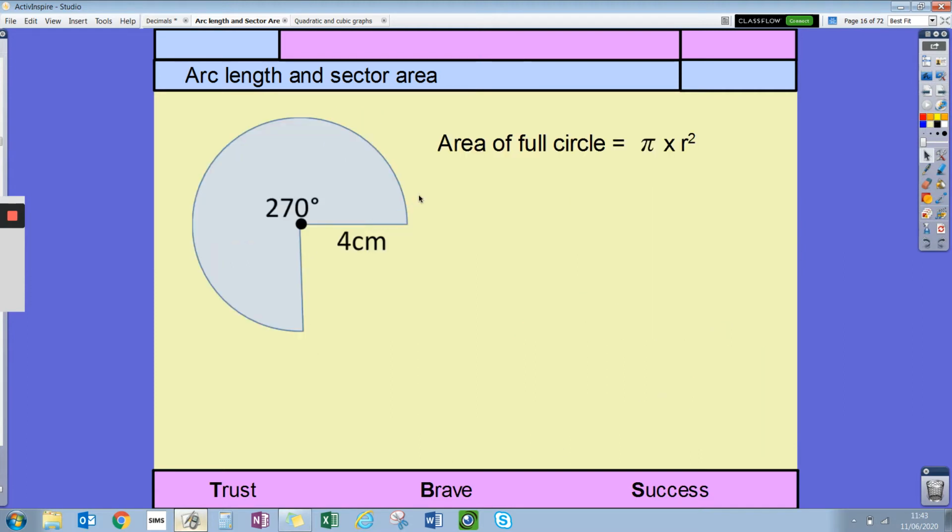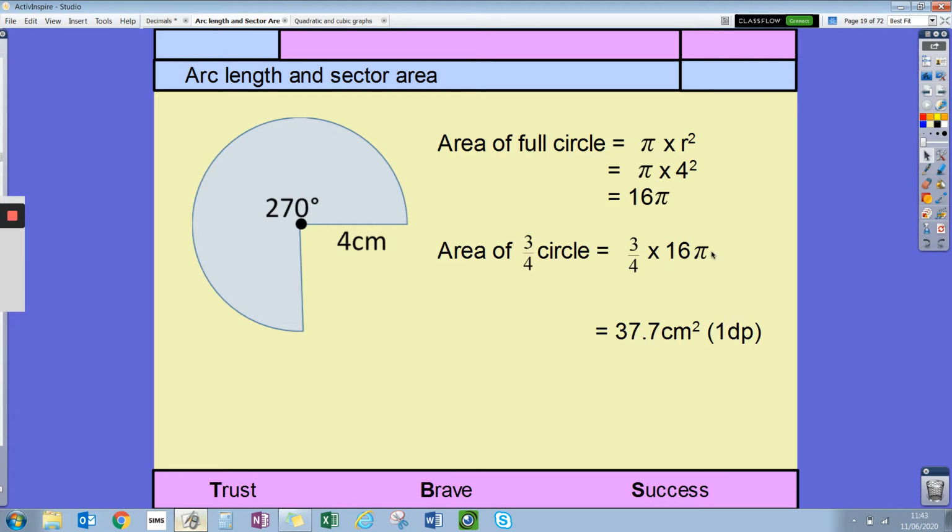We've then got another example here, and again we're going to find the area. So pi times r squared. Imagine the full circle was there, the radius would be 4 centimetres. Pi times 4 squared, which is 16 pi. We're going to leave it like that because we haven't quite finished with it. And then this shape is 3/4 of the full circle. The proportion is 3/4. I want 3/4 of the full circle, 3/4 multiplied by the area is 37.7 centimetres squared to 1 decimal place.